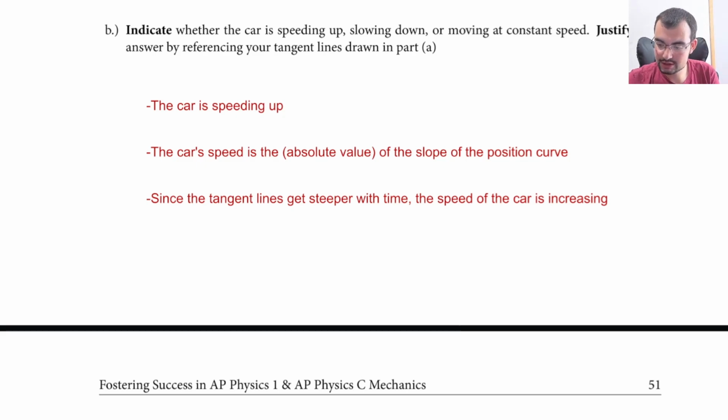It is also possible for this to be negative. Like this is also speeding up if your position-time graph looks like this, right? Because even though the slopes are negative, they would be getting more negative. So think about absolute value.